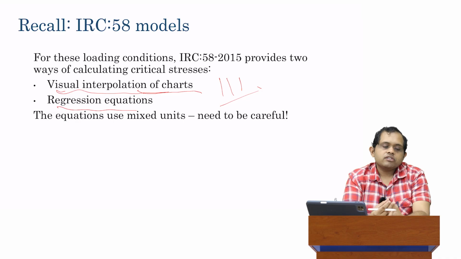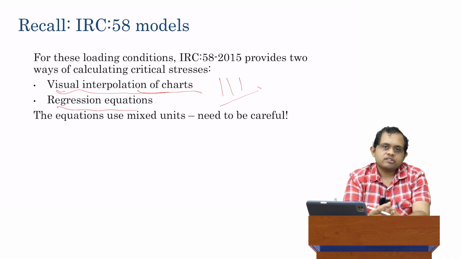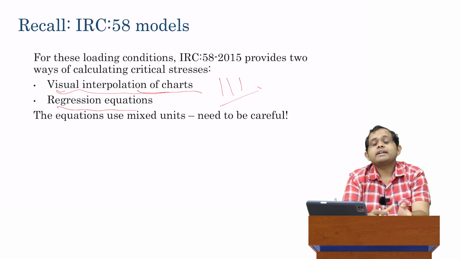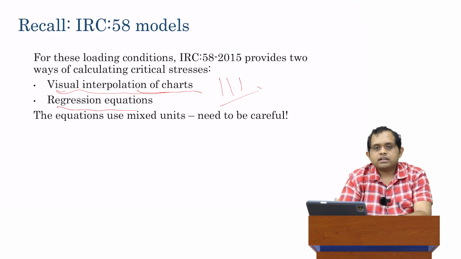The advantage of these is, when it comes to charts, it's a very visual approach. People can make errors in that process, and then different people will get different answers. Whereas the advantage of the regression equation is that it's possible to program it into an Excel sheet or any kind of spreadsheet. Once you've done it, you know that it's correct and it can always be used. So indeed, IRC 58 comes with a companion. The CD contains this particular Excel sheet, and in the spreadsheet, you can then do these calculations.